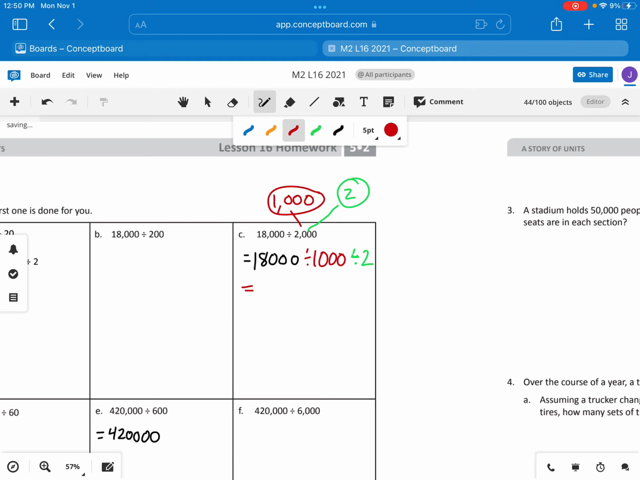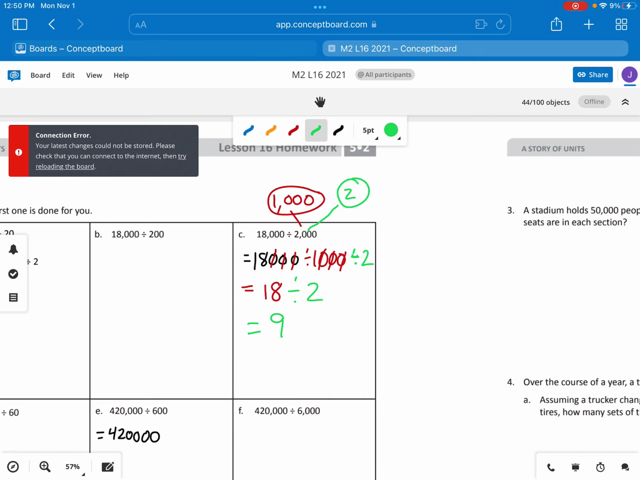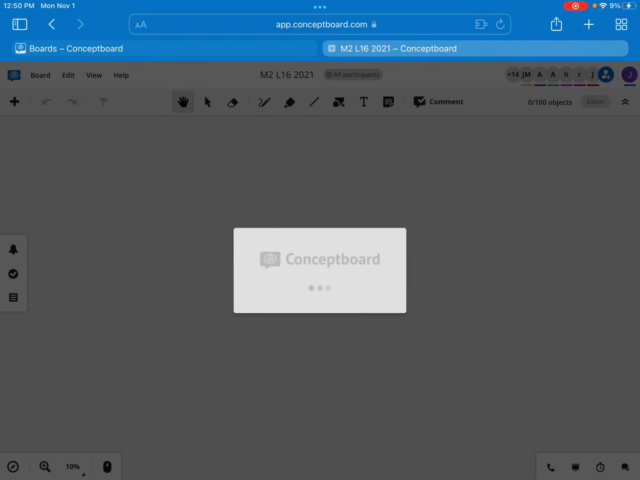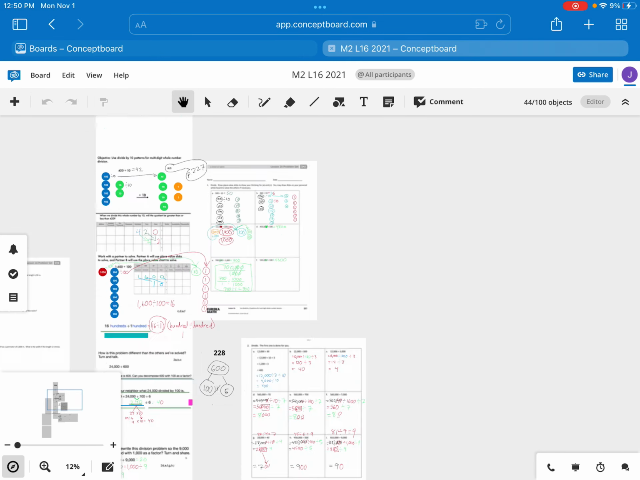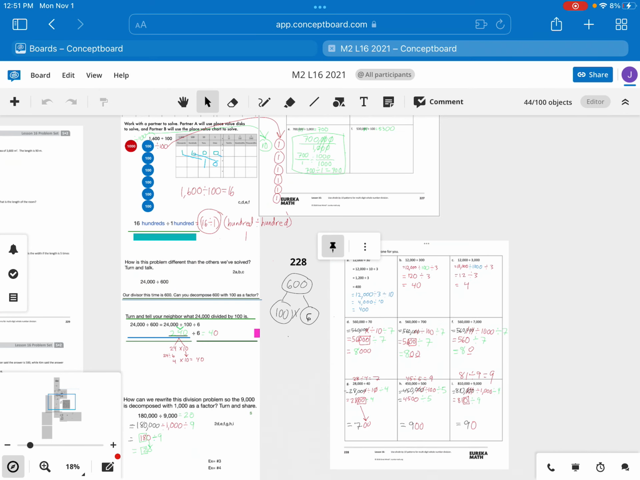So I'm going to divide by 1,000, which is what we were just doing, and that gives me 18, crossing out 3 zeros. Then I divide by 2, and that gives me 9. You can see it right in the problem. 18 divided by 1,000 divided by 2. Excuse me, I have to refresh my page. Don't forget the problems we did in class. That can help you as well.